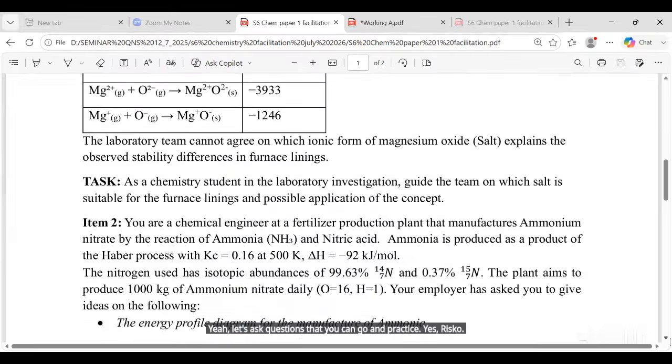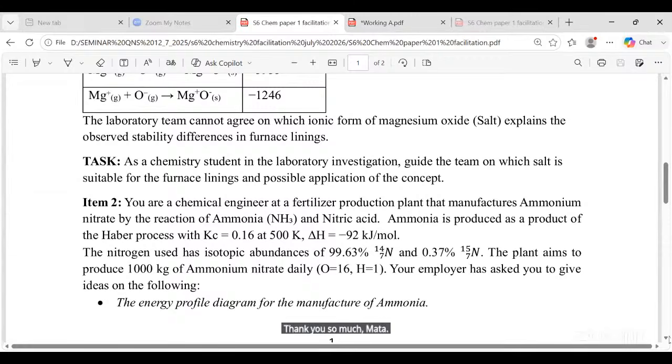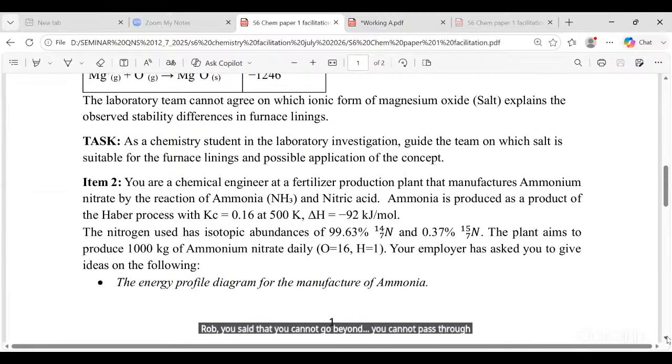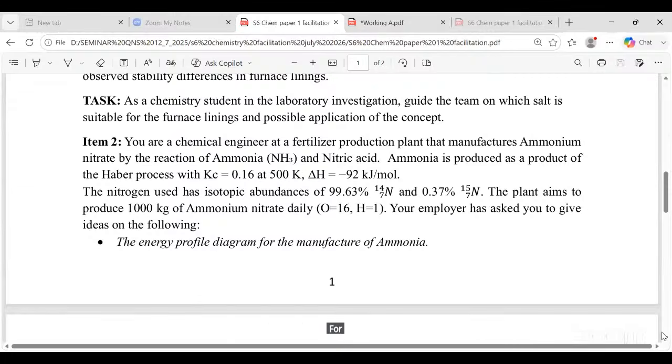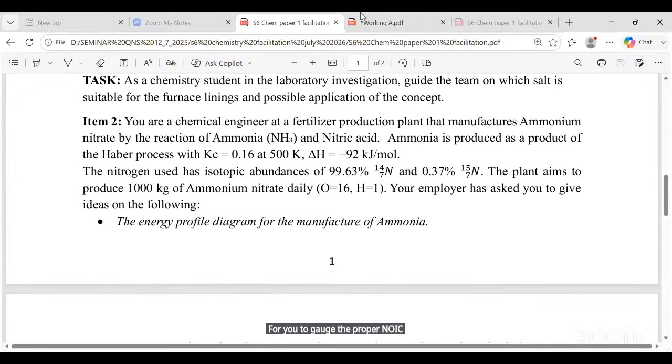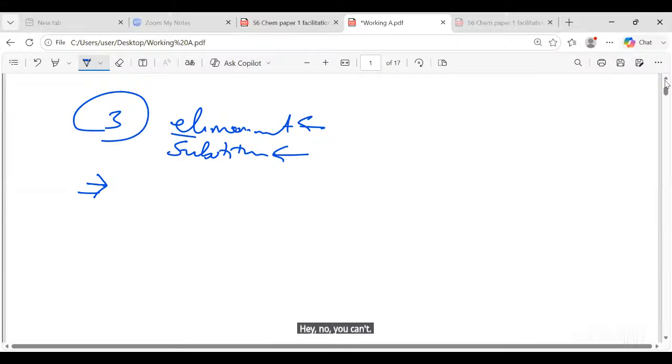Thank you so much, Martha. Yes. I wanted to ask a question whereby you said that you cannot go beyond, you cannot pass through the alkane for you to get the propanoic. No, you can. You see, kindly check.